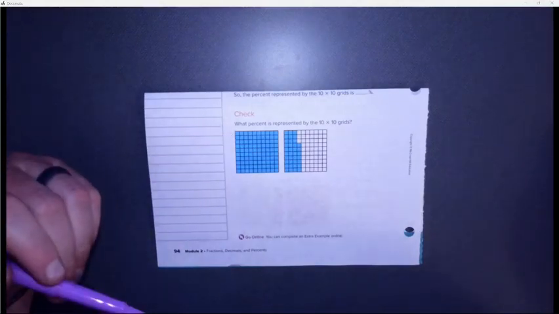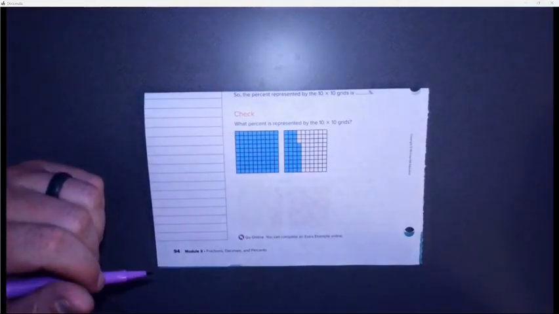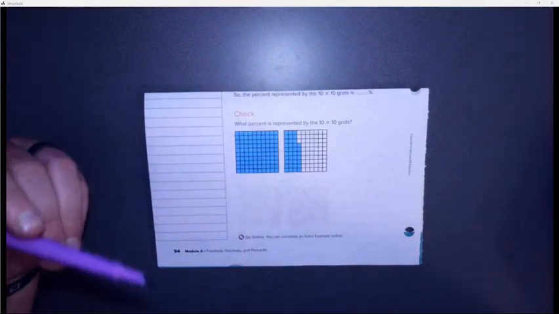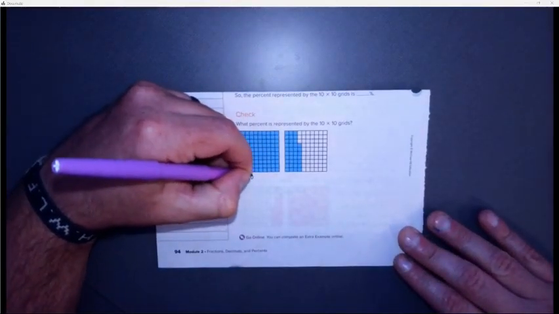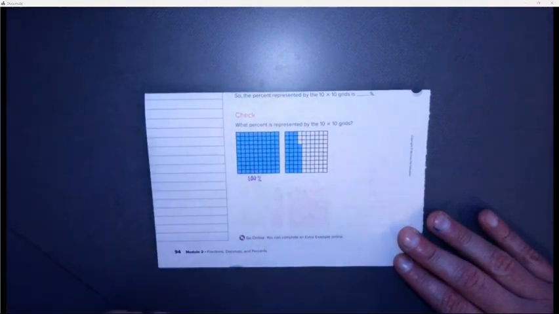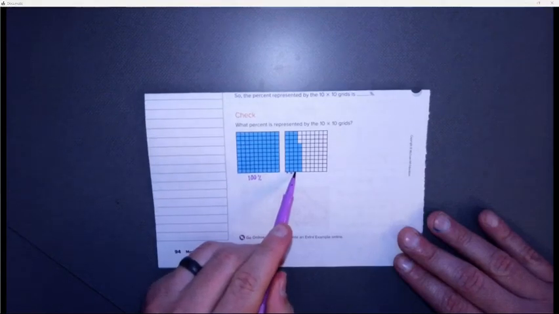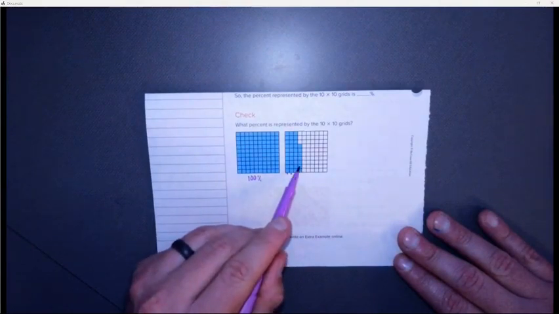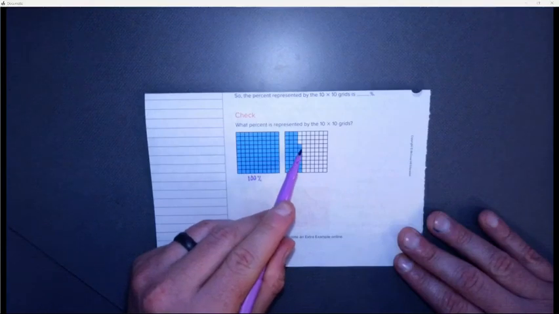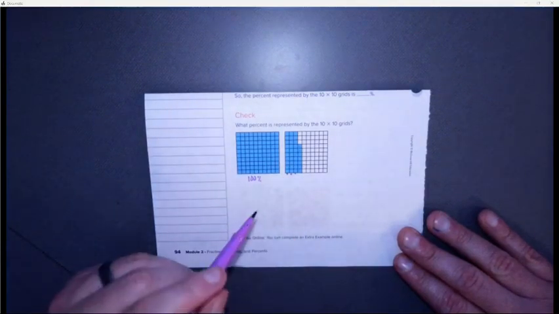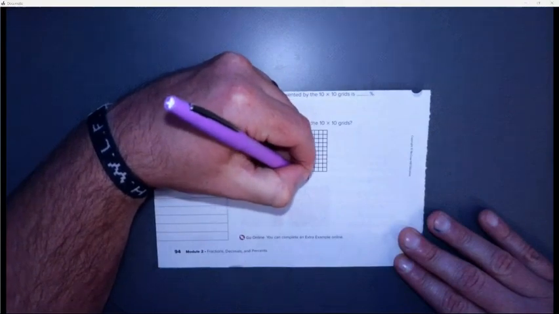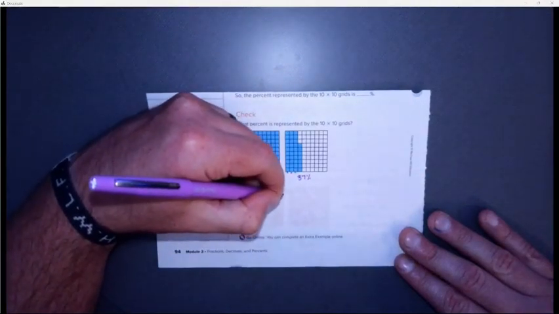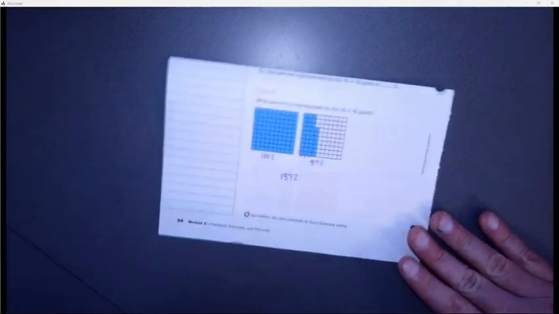Now let's do an example of modeling using a 10 by 10 grid, and let's look at page 94 where it says what percent is represented by the 10 by 10 grid. I see that I have one whole 10 by 10 grid, so we know this one is 100%. And then I have 1, 2, 3 full columns, so that's 30. And then 1, 2, 3, 4, 5, 6, 7 in the next column. So we have 37% there. So I have 137% represented in my 10 by 10 grid.